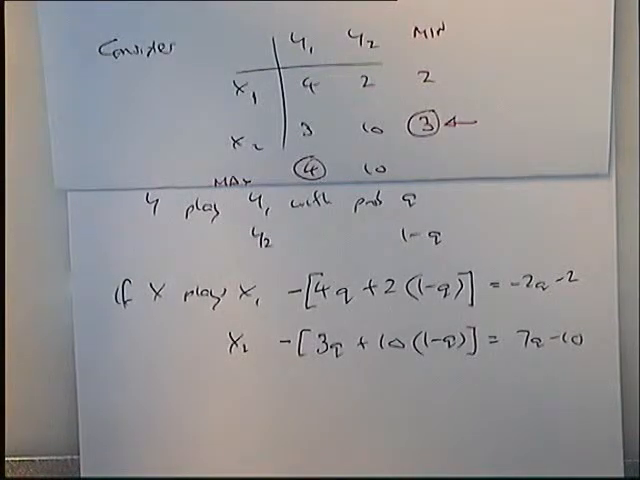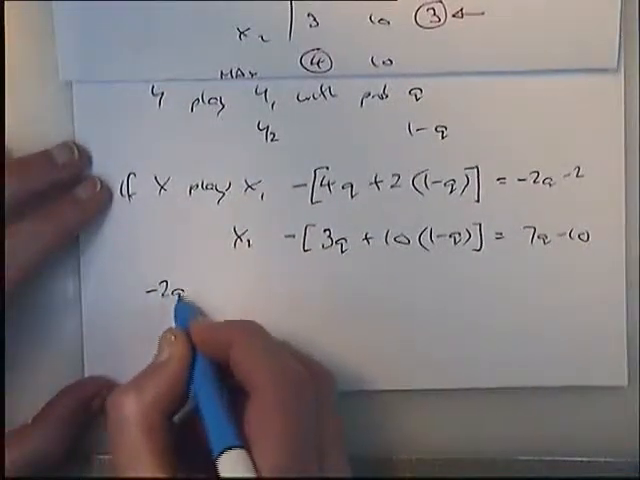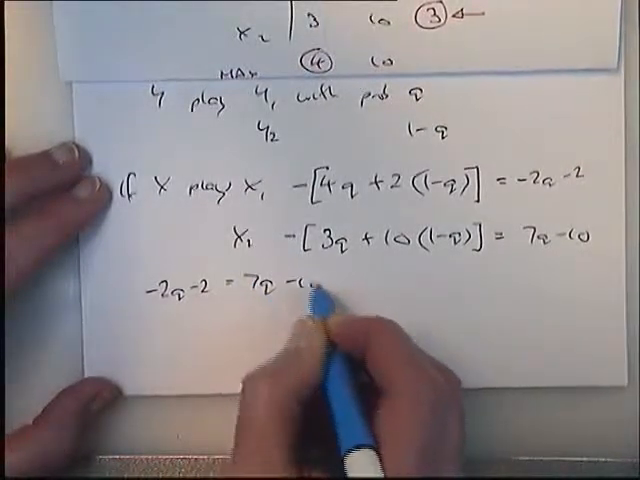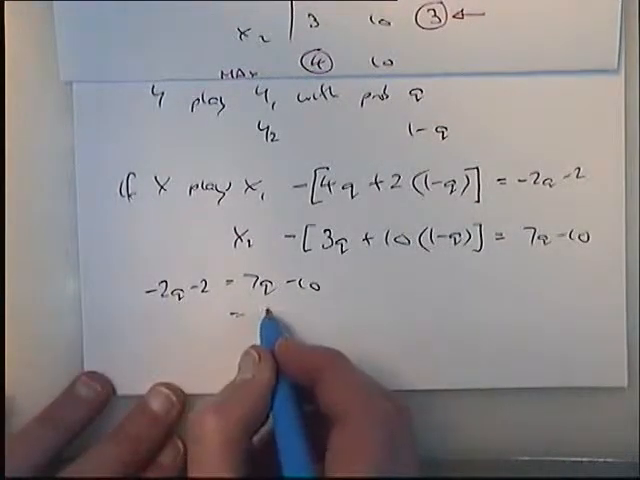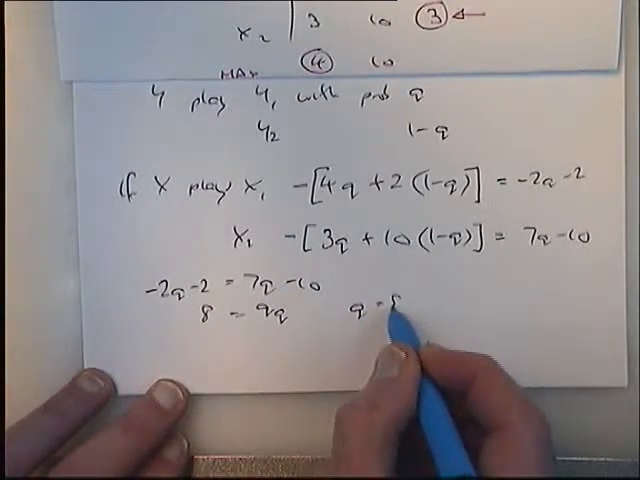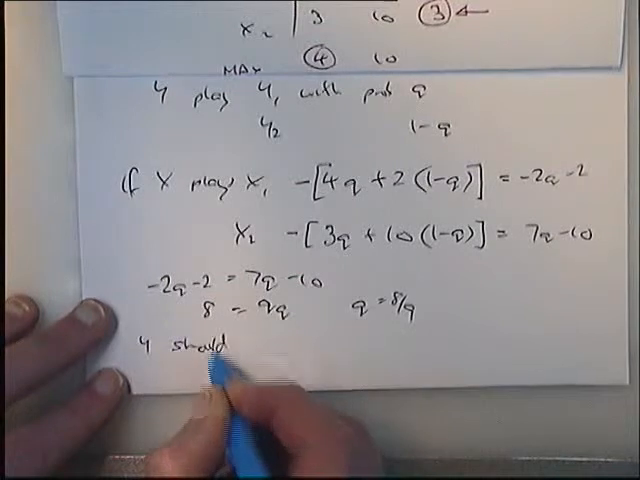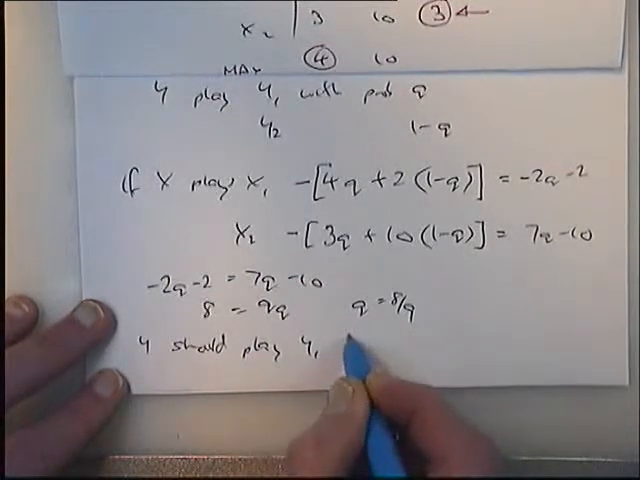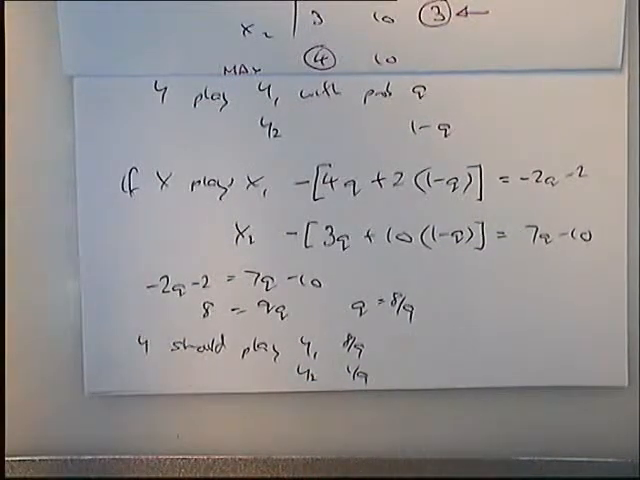And just as we found out what x should play by equating those, if we equate these two equations over here, we can find what value q is, and then we can recommend what proportion of the time y should be playing strategy 1 and strategy 2. So if you move that 2q over here, you get 9q. If you move that 10 over here, it becomes a plus, we get 8. So we get q is 8/9. So that means y should play strategy y1 8/9 of the time, and should play strategy y2 1/9 of the time.